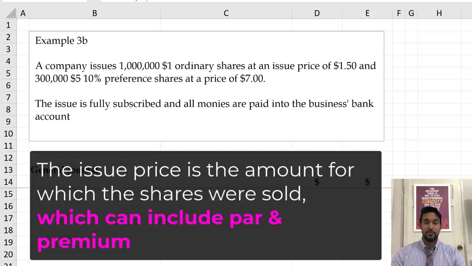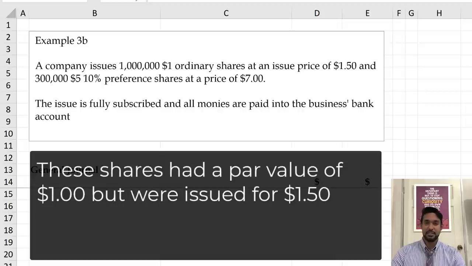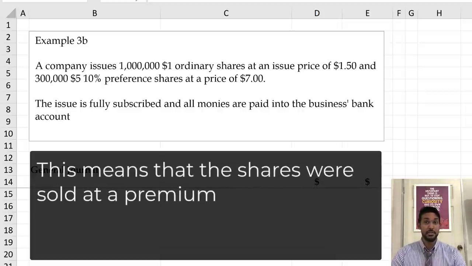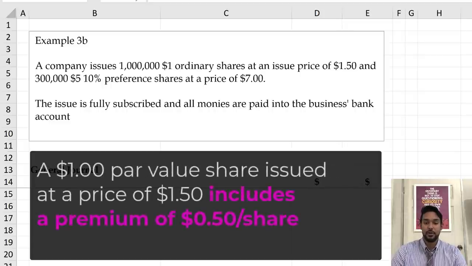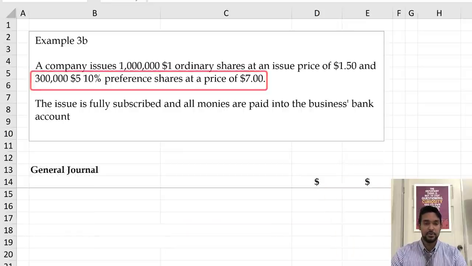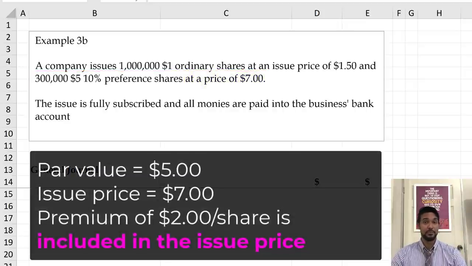And the $1 in front of the phrase ordinary shares, that's the par value. So if you're selling a $1 share for $1.50, it means you are selling that share or those shares above their par value. And by how much? Well, the par value is a dollar and you are selling it for $1.50. So the premium is 50 cents. Let's continue. And 300,000 $5 10% preference shares at a price of $7. So the $5 preference shares are being sold for $7. $7 is higher than their par value, so it means we are issuing those shares at a premium.